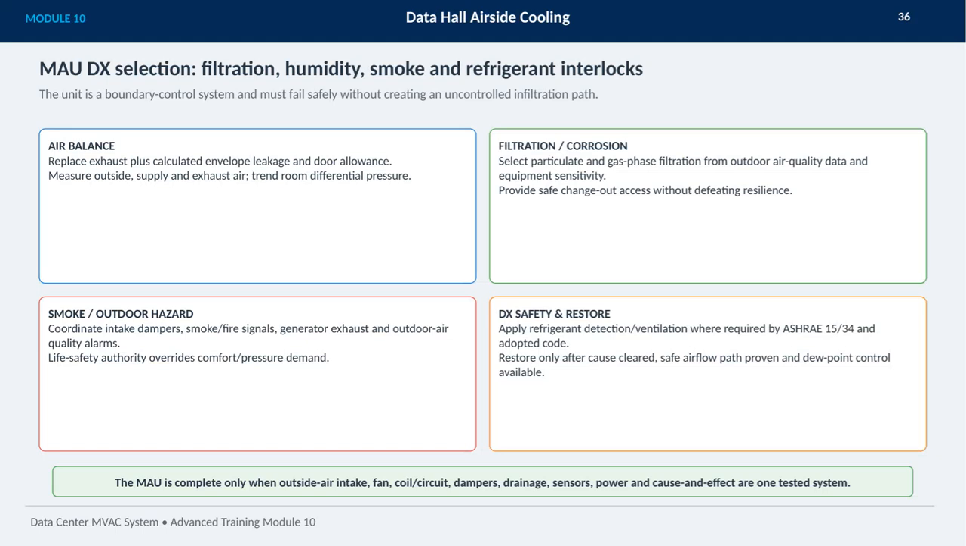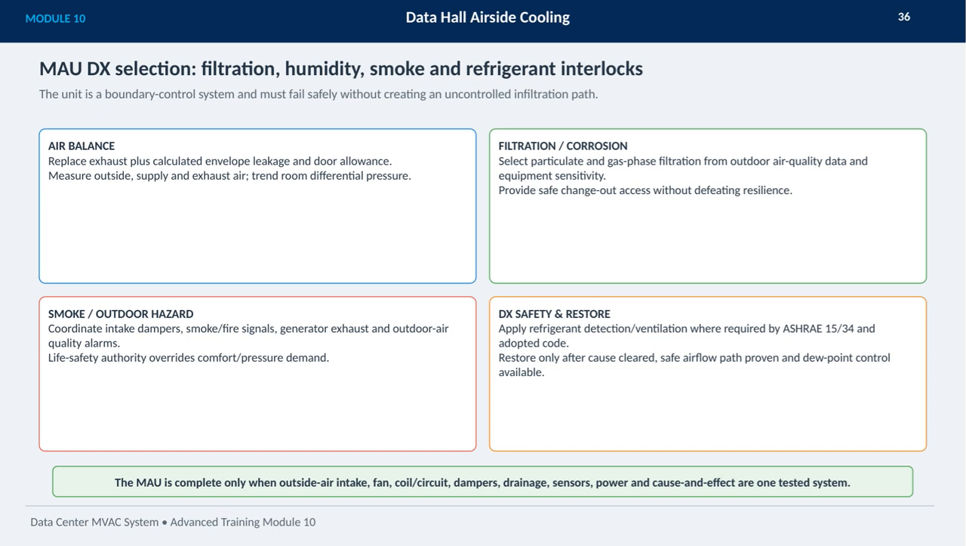In this module, we focus on the Data Hall Airside Cooling within the Data Center MVAC system. The key component here is the Makeup Air Unit, or MAU, which requires careful selection of filtration, humidity control, smoke detection, and refrigerant interlocks. It's critical that the unit acts as a boundary control system and fails safely to prevent any uncontrolled infiltration. Maintaining proper air balance involves replacing exhaust air plus accounting for envelope leakage and door allowances, while continuously measuring outside, supply, and exhaust air, along with trending room differential pressure.